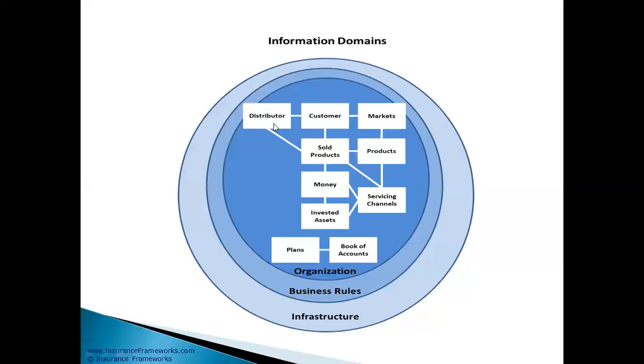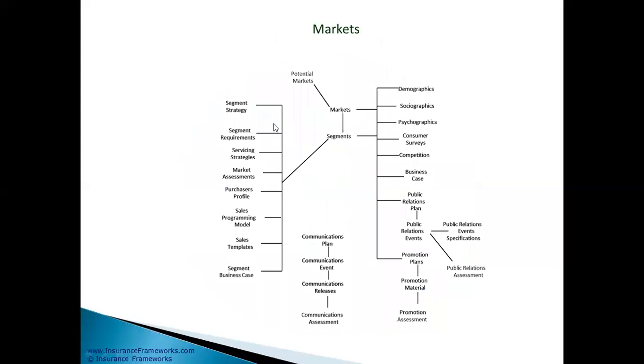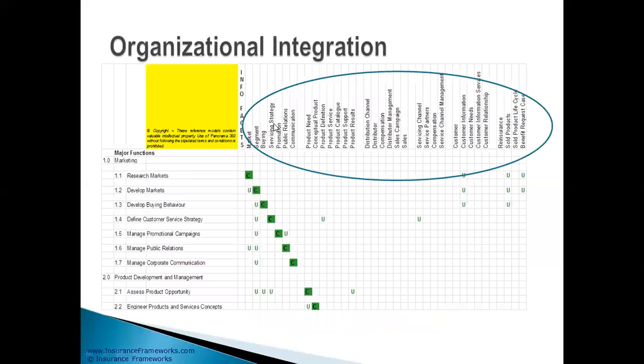We have information models. We have 13 of them. So we have markets and we have 12 other information models like this that describe all the information topics within an insurance and wealth management organization, as well as their definitions.